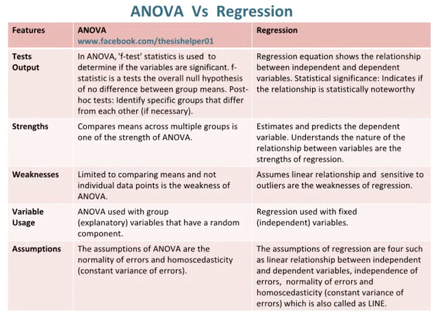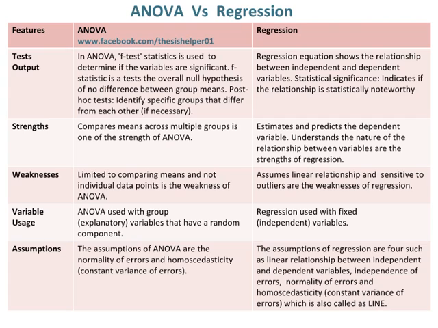In ANOVA, the F-test statistic is used to determine if the variables are significant. The F-statistic tests the overall null hypothesis of no difference between group means. Post hoc tests identify specific groups that differ from each other, if necessary. Whereas the regression equation shows the relationship between independent and dependent variables. Statistical significance indicates if the relationship is statistically noteworthy.